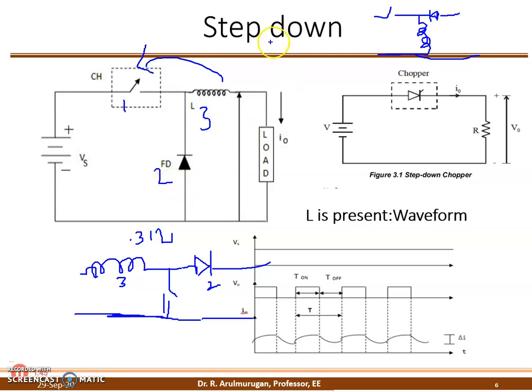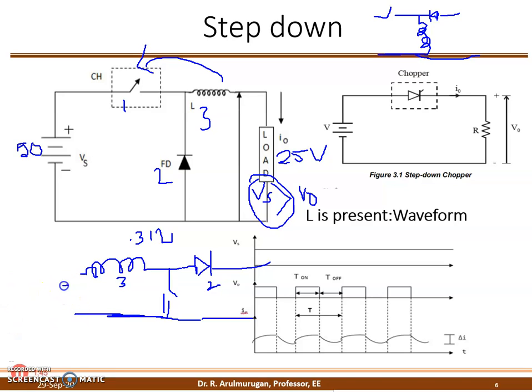What is a buck converter? Say, for example, I give 50 volts as the input voltage. The output voltage is 25 volts. Compared with the input voltage, the output is lower. It is lowered down, so that is called a buck converter or step down converter. Write Vs, the input, is greater than V naught, the output.